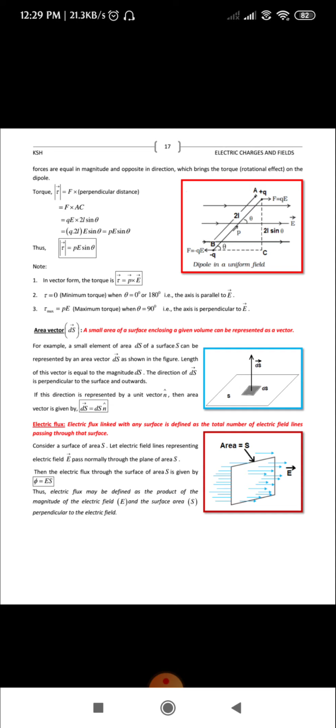Okay, any doubts, students? In case you have any doubts, you can ask, or we will move to the next topic. Is it clear? Shall we move to the next topic?